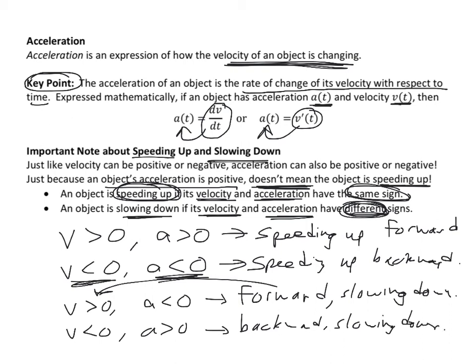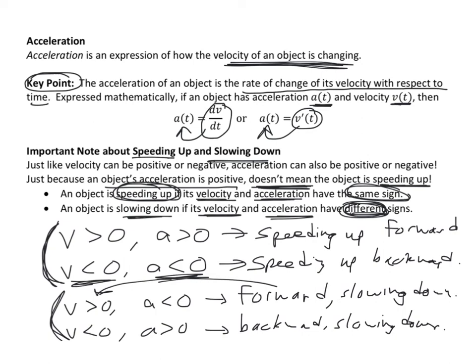I'm not able to spend more time getting into exactly why that is. If that isn't clear to you, let me know, and we can talk about it individually. But the key point here is objects are speeding up when their velocity and acceleration have the same sign. They're slowing down when the velocity and acceleration have different signs, sort of when they're fighting against one another.